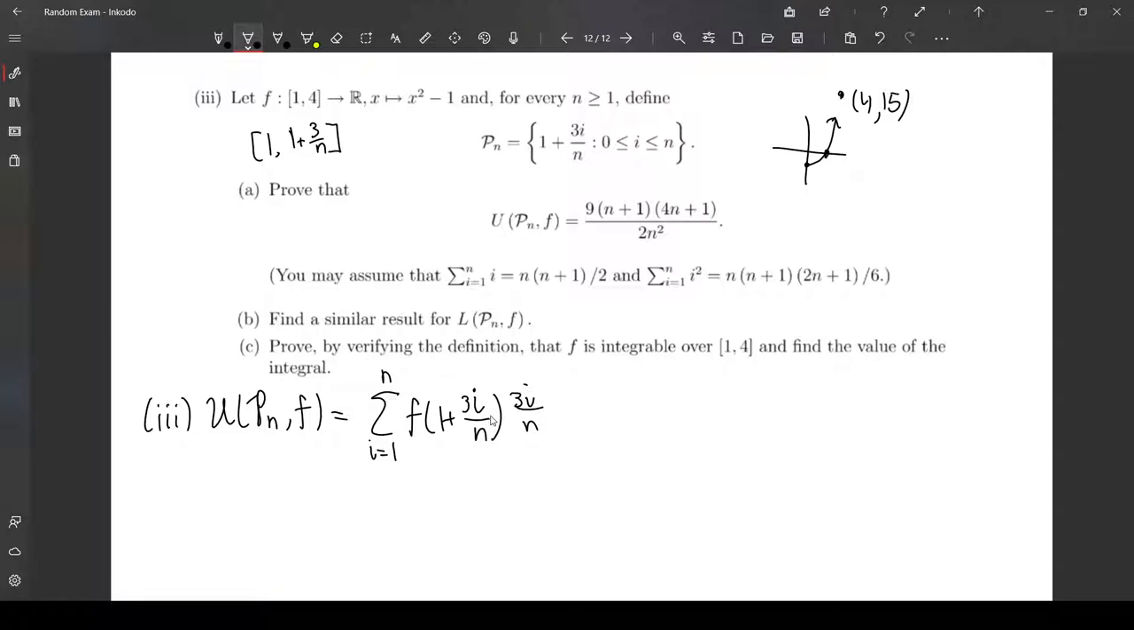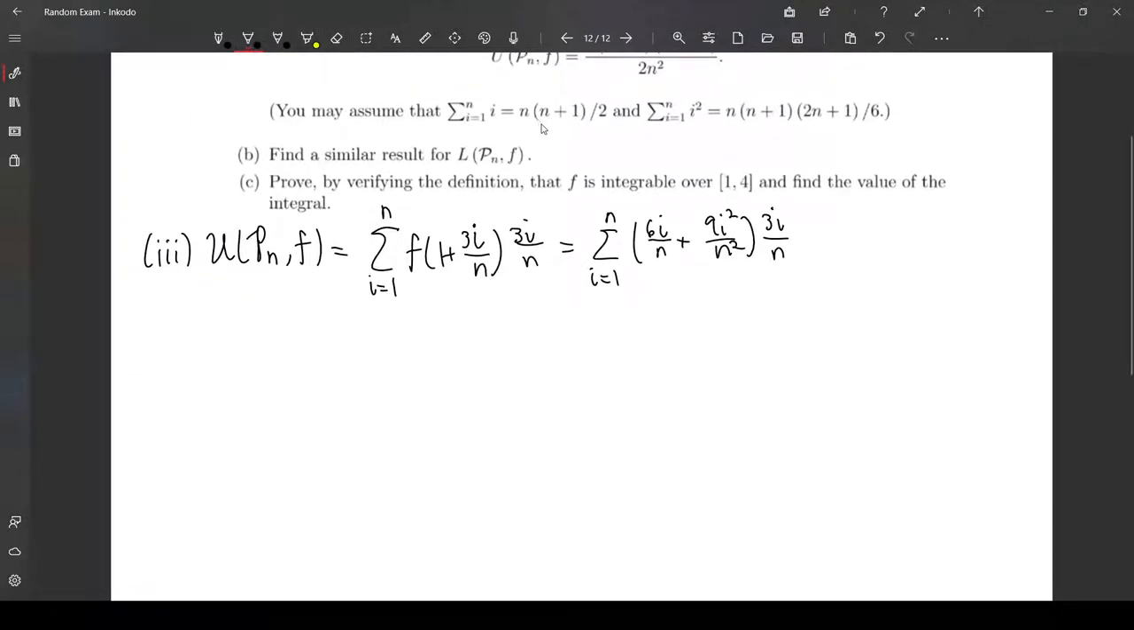Now wait, you're going to get i cubed in there, and I know how to sum that. Am I doing this right? All right, let's hope I'm doing this right. I guess I'll know. So, this gives us a sum to n. Okay, so we plug this into x squared minus 1. In the square, we're going to have a 1 that cancels, and then we get 6i over n plus i squared over n squared, this is all 3i over n.